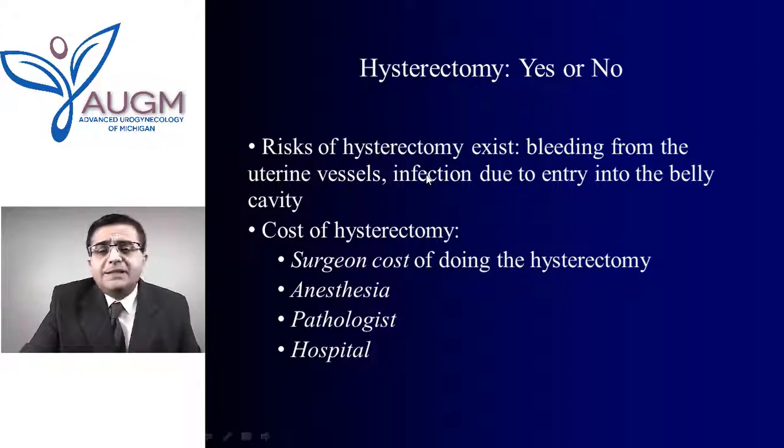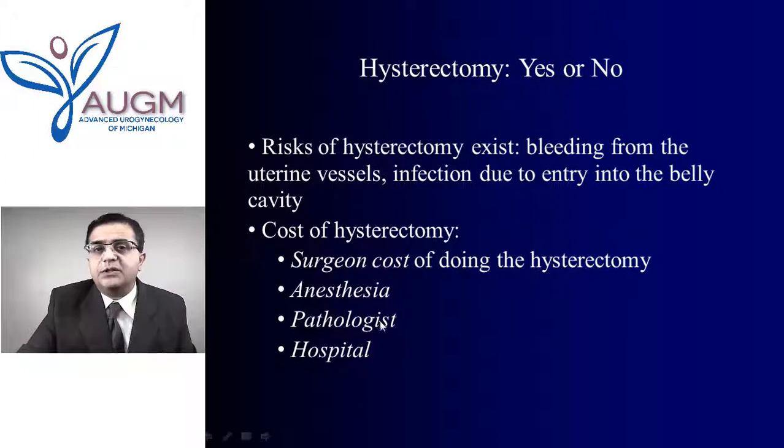What are the other risks? There are some basic risks of just doing a hysterectomy, which involves bleeding from the uterine vessels, and infection because now you're getting into the belly cavity to take this uterus out. And then ultimately, besides the medical aspects, what about cost? The cost goes up because I charge more as a surgeon, the anesthesiologist charges more, the pathologist now has a specimen to review, and the hospital charges more.